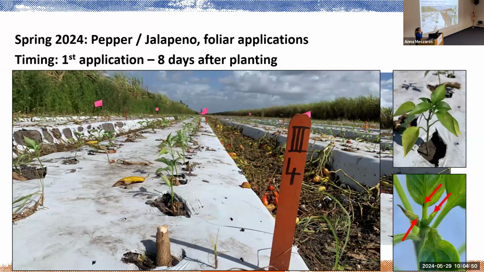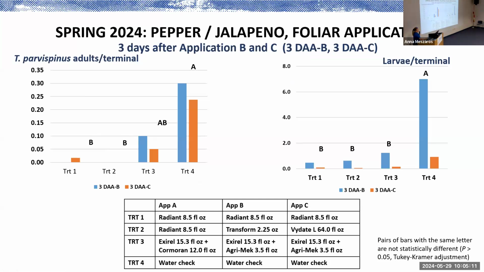So again, a smaller trial, quickly: a small jalapeno trial after a Thrips parvispinus infested pepper field. We planted this trial, and we had to initiate the applications pretty quickly because we already had infestation coming in. You can see here the tiny peppers, tiny thrips already infesting the pepper plants. So similar treatments as for the cucumber, except that we only had 3 applications 7 days apart. Again, I'm showing adults and larvae here.